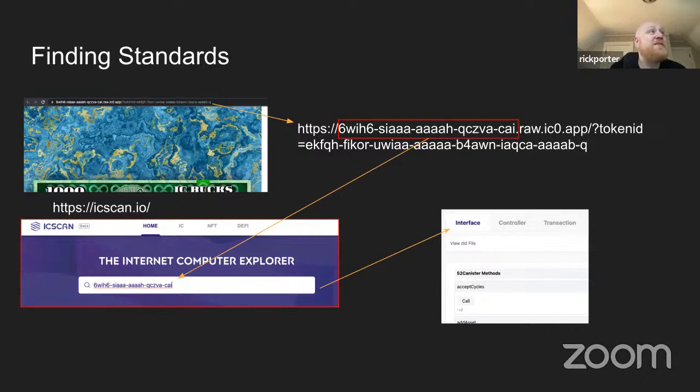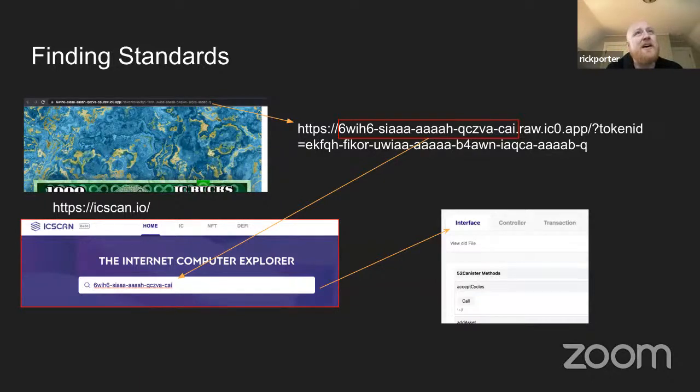And finding standards. You can go to any NFT, grab its URL. At the top of the URL is the principal of the canister ID, right? Take that canister ID, go to icscan.io, put it in there, and it'll give you the interface to that canister, or to that NFT's canister, or that canister's NFT.